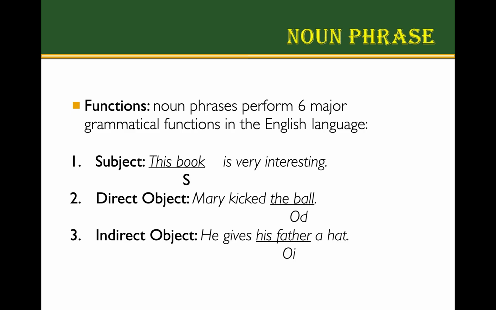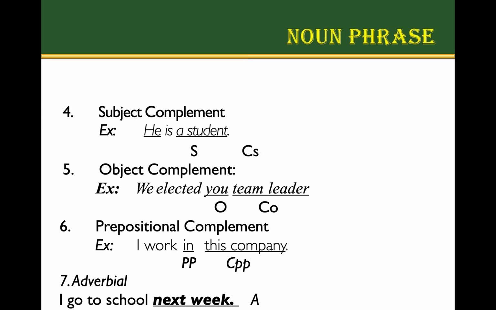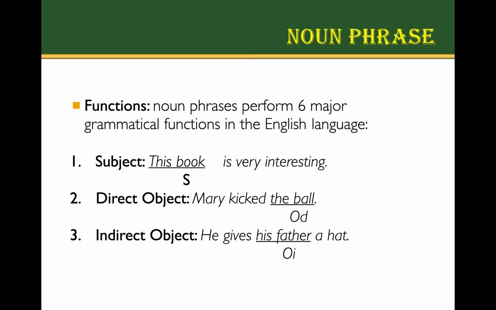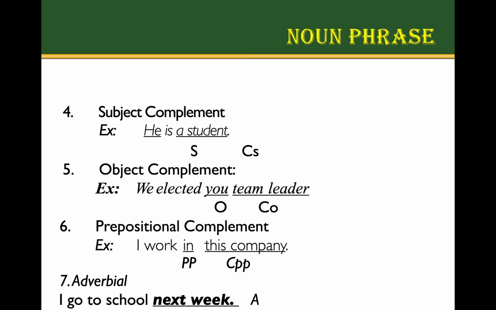So let's come to the functions of noun phrase. Noun phrase mainly has 7 functions. They can function as the subject, like this book is very interesting. They can function as a direct object, Mary kicked the ball. Noun phrase can function as an indirect object, like he gives his father a hat, so his father is an indirect object.